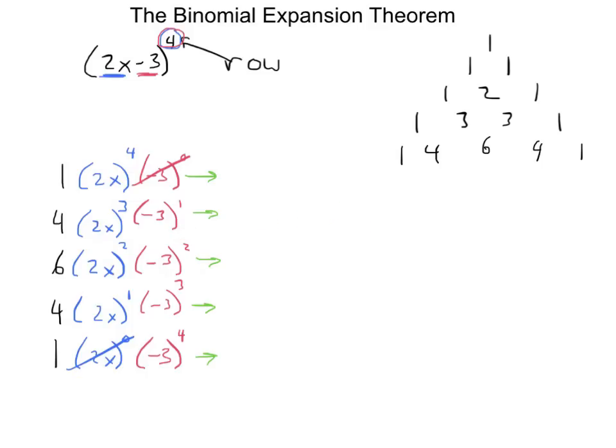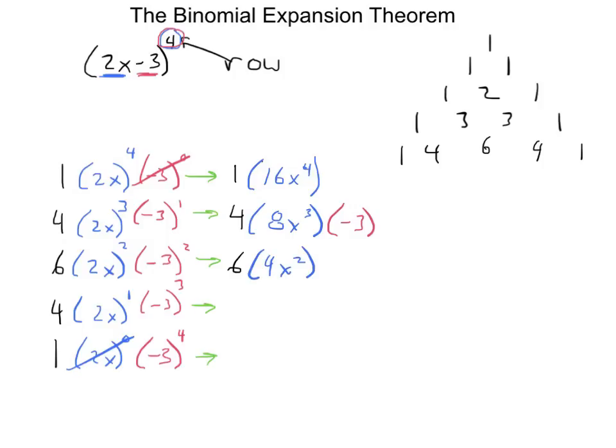So what you're going to want to do instead, if you want to be careful about it, is multiply each of them individually. So you've got 1, and then it was 16x to the 4th, and then the red part just went away. In the next one it was 4, and then times 8x cubed, and then times negative 3. The next one down was 6 times 4x squared times 9. The next was 4 times 2x times negative 27. And the last one you had 1, the blue part went away, so 1 times 81. We're getting close to being done.